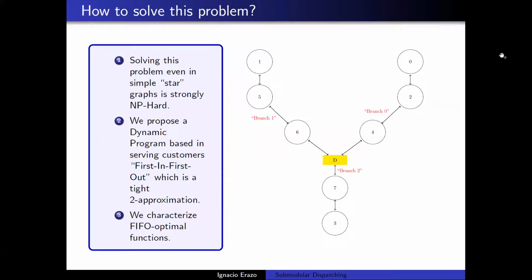So how do we even solve this problem? This problem is strongly NP-hard, even for simple graphs like the star graph that we can see in the figure. As this problem is very hard, and we saw that it has an exponential number of variables, we propose a dynamic program based on the idea of serving the customers in a first in, first out manner. That's done just by ordering the customers according to their release time. We prove that this algorithm is actually a tight approximation. We also characterize the FIFO optimal functions, which are just a set of functions that have an optimal solution given by this algorithm.